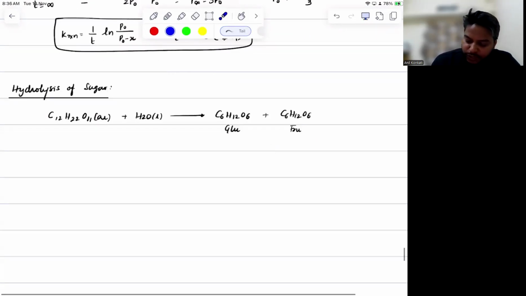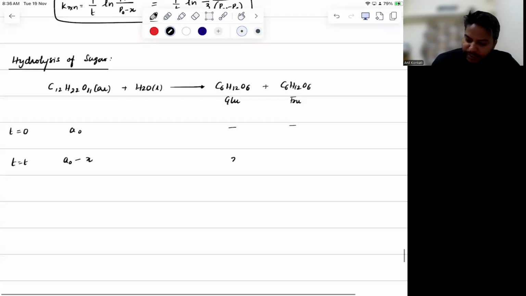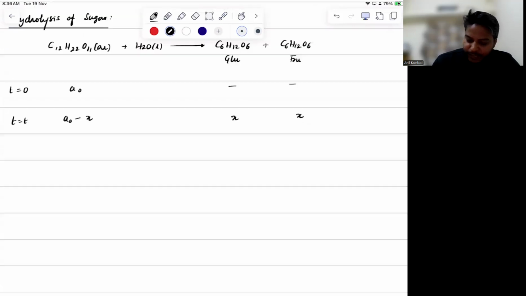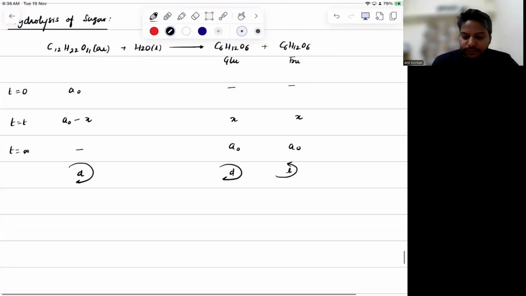So here, if originally this is A naught in terms of moles at time t equal to 0, at time t equal to t this will become A naught minus x, and this will become x and x. Clear? And at time t equal to infinity, everything will convert into A naught and A naught here. You know that sucrose is a dextrorotatory sugar, while fructose is a levorotatory sugar. All right.